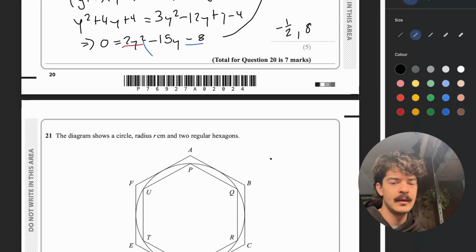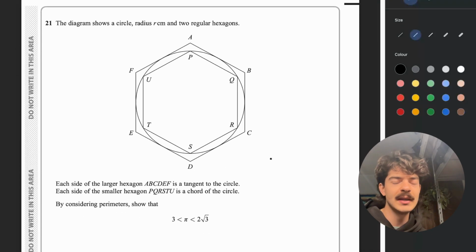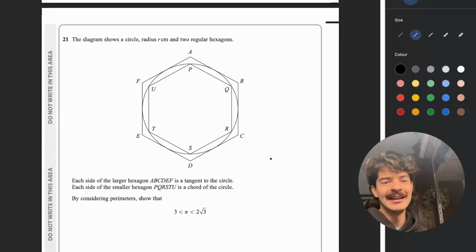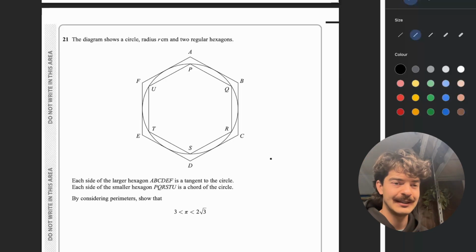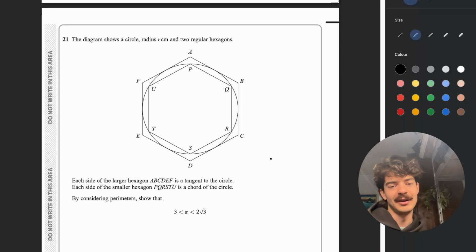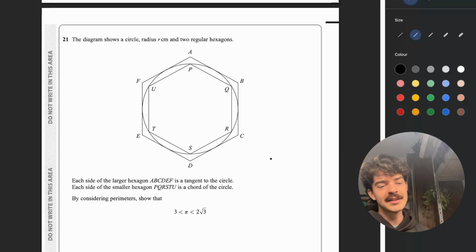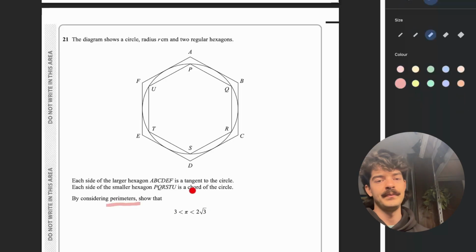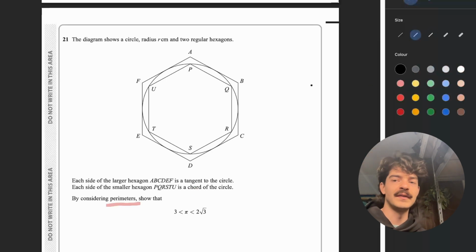Fantastic. And then question 21. Ooh, this is very interesting. We've got a circle, and it's got two hexagons, inside and outside. Interesting. This is very interesting, a sort of Euclidean model here that a lot of you might not have seen. So we're going to have to really tackle this very abstractly. And we've got a target. By considering perimeters, what a wonderful hint that is. Consider perimeters, show this.